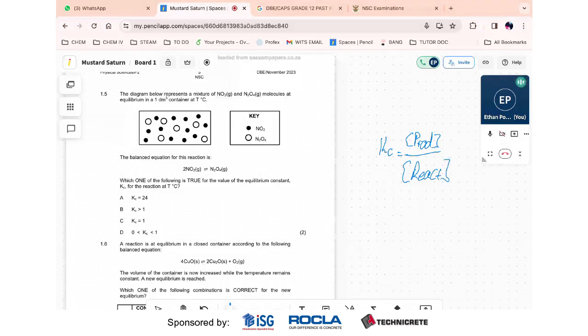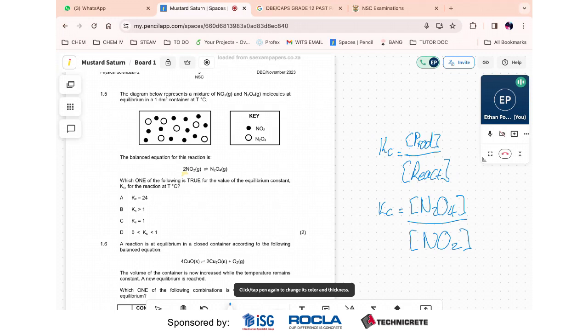So I'm just using a bit of shorthand here, but they've given us the chemical equation. So plugging in for the actual given equation, our product is N2O4 over our reactant is NO2. Now we have this 2 in our chemical equation, and we need to account for it by raising our reactant to an exponent of 2.